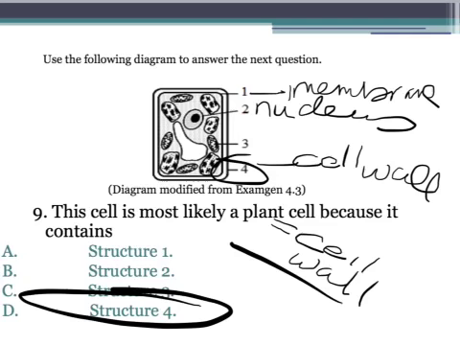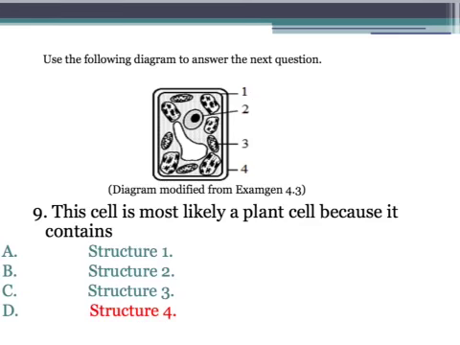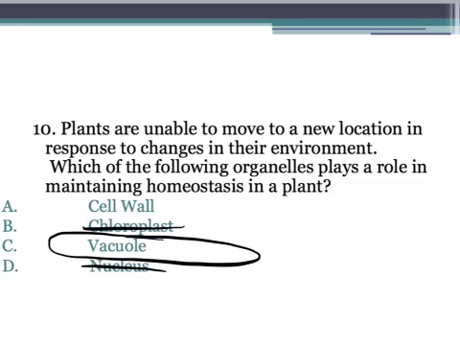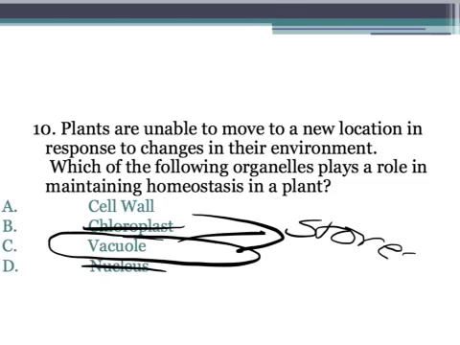Plants are unable to move to a new location in response to changes in their environment. Which of the following organelles plays a role in maintaining homeostasis? So we want the thing to remain the same. Well, a cell wall can help maintain it, but it's not what it is. Chloroplast is where it makes its own food. Nucleus tells it what to do. The best thing for maintaining homeostasis is the vacuoles, because it stores. And so when there's not enough of things, it can let it all out. Okay? Cell wall just protects it. The vacuole is truly what helps maintain homeostasis.